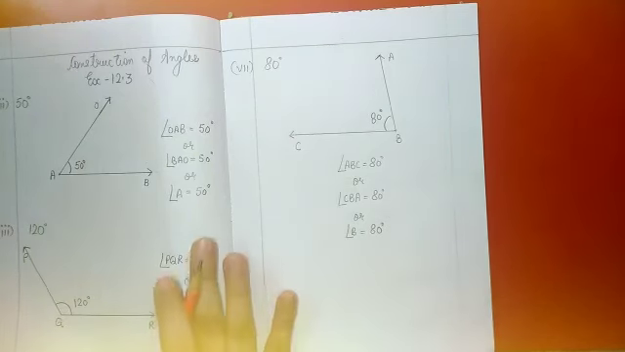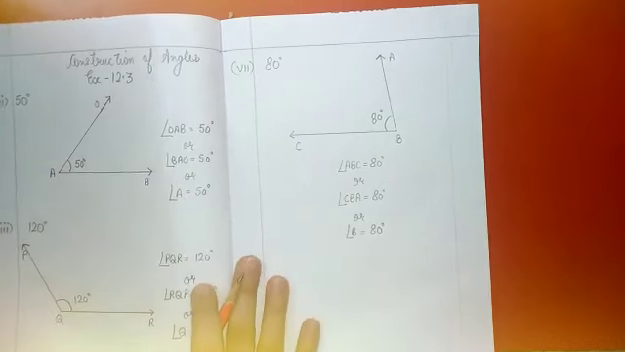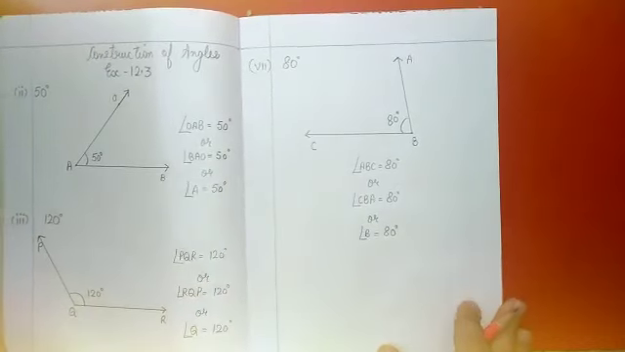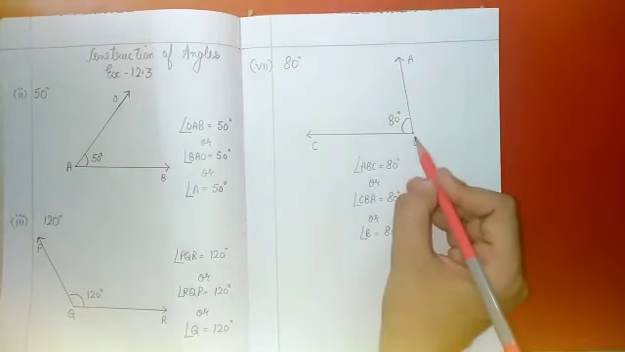Children, please do practice at home. No problem, the first time you will do it wrong, but slowly you will learn how to draw. So this is the vertex and these are called the arms of the angle.